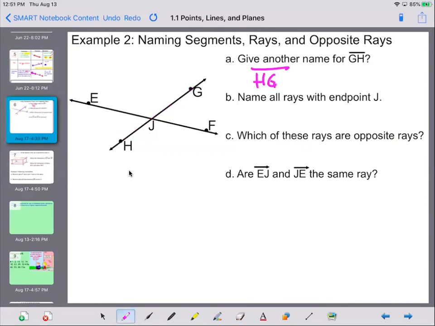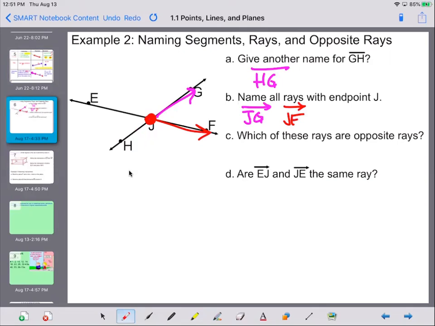Next, we have name all rays with endpoint J. Now remember that means they actually start at J. So we would say ray J, and then we would need to figure out where it's going from J. So it's going to start at J. Where could it go? It could go to G. So ray JG would be an example. But it says to name all of them. So let's try another one. How about ray J what?